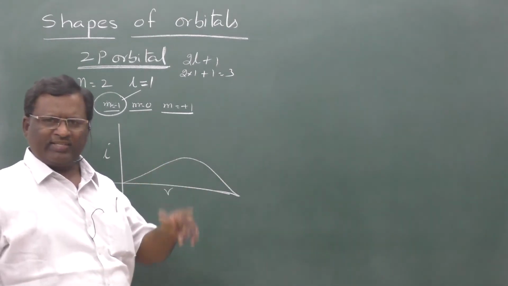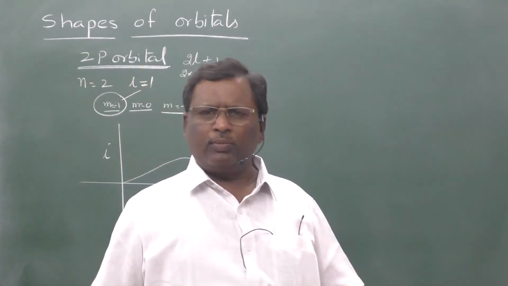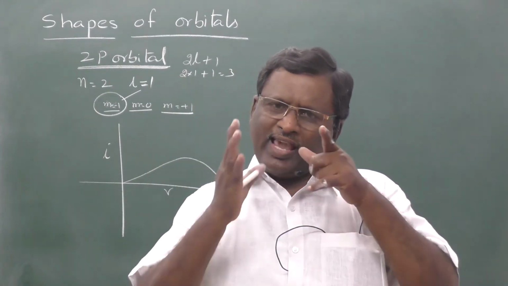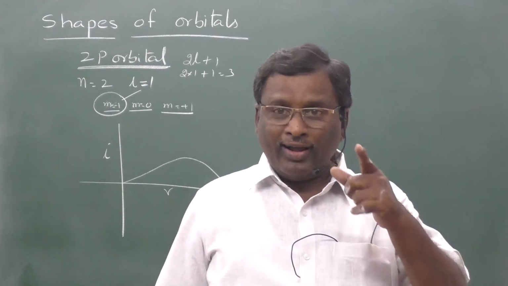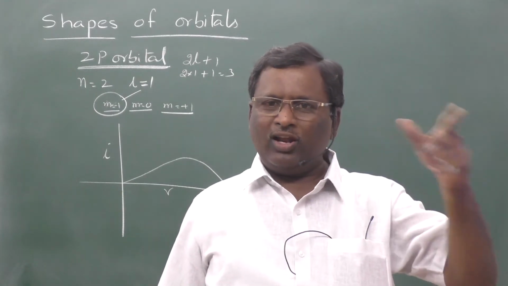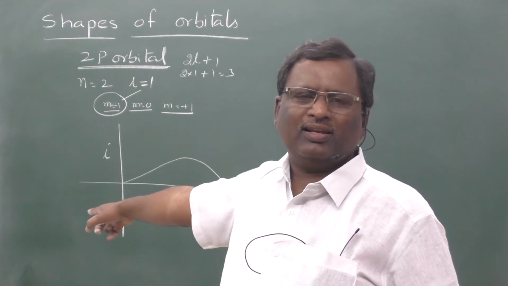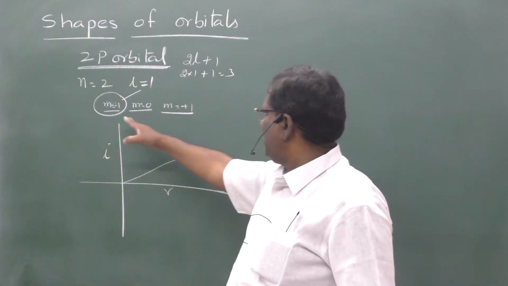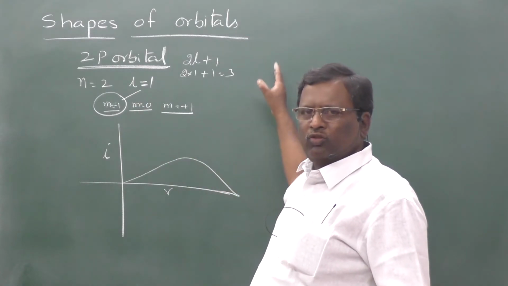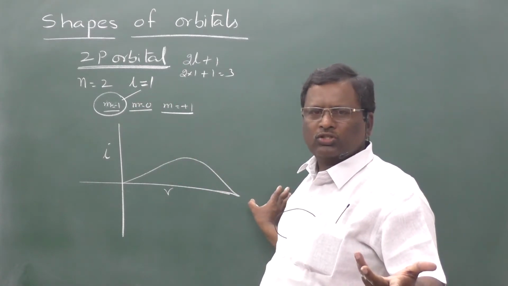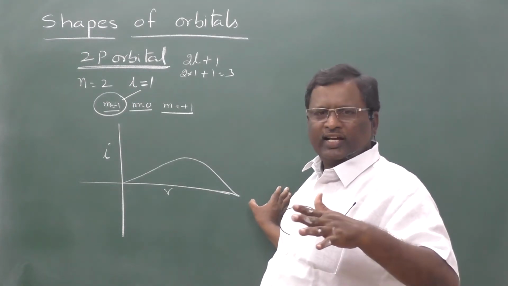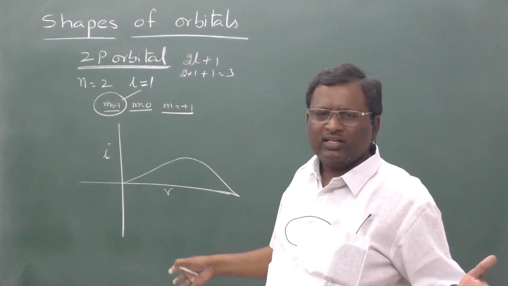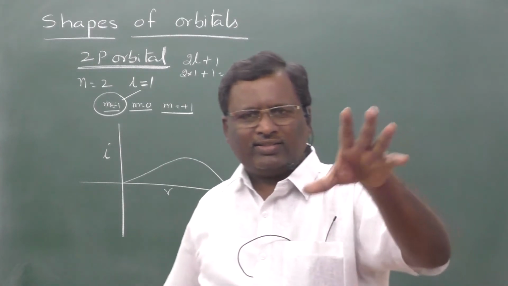In the case of 1s orbital, we take the maximum probable area as a radius and construct a sphere, because the same graph is obtained along x-axis, y-axis and z-axis for that particular electron. But here, for m is equal to minus 1, if I observe the y-axis, its probability is almost 0. Along z-axis also, its probability is almost 0. So I cannot extend this like a sphere in the case of 1s.